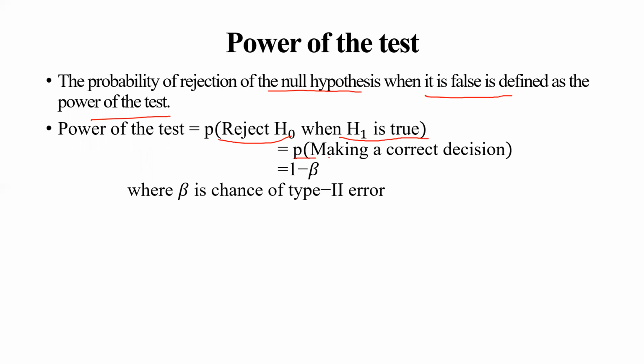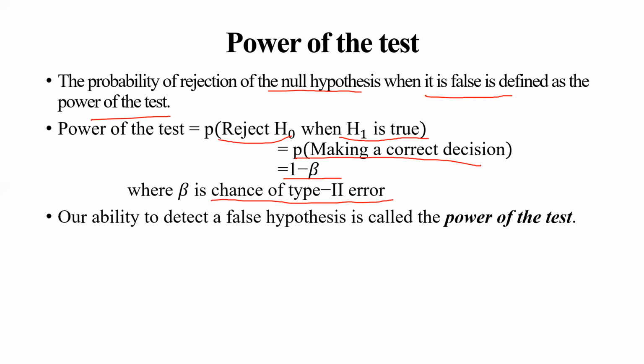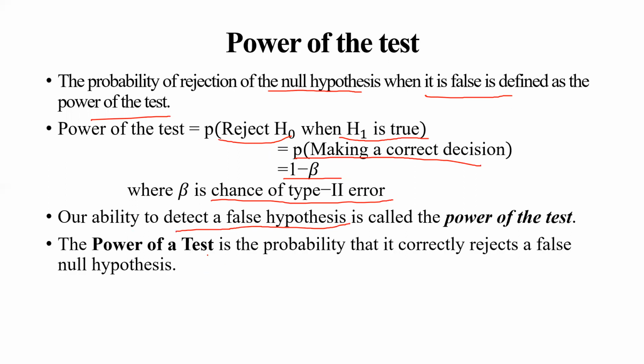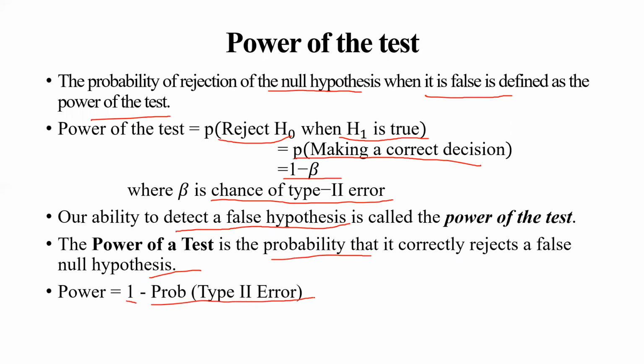In other way, we can say probability of making a correct decision, and it is denoted mathematically as 1 minus beta, where as we know beta is the chance of type 2 error. In other way we can say our ability to detect a false hypothesis is called the power of the test. And the power of a test is the probability that it correctly rejects a false null hypothesis. And as we know, power is 1 minus the probability of type 2 error. This is about the power of the test.